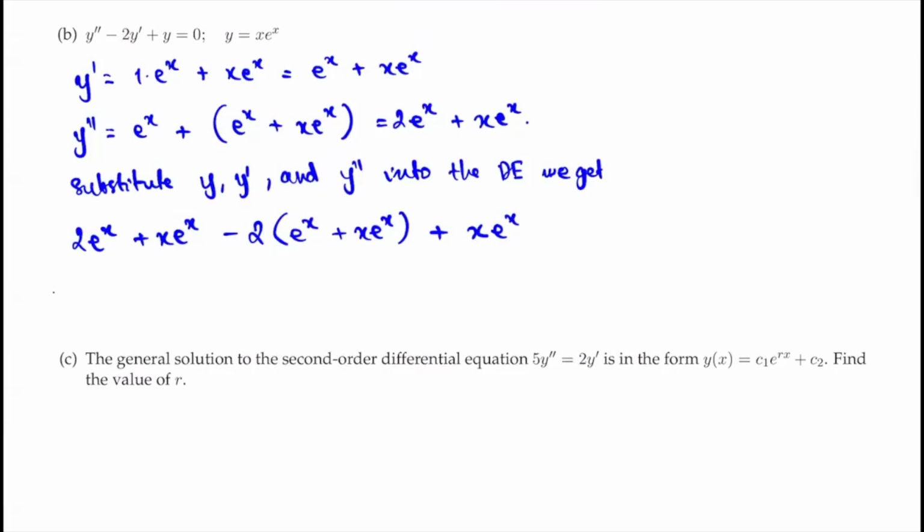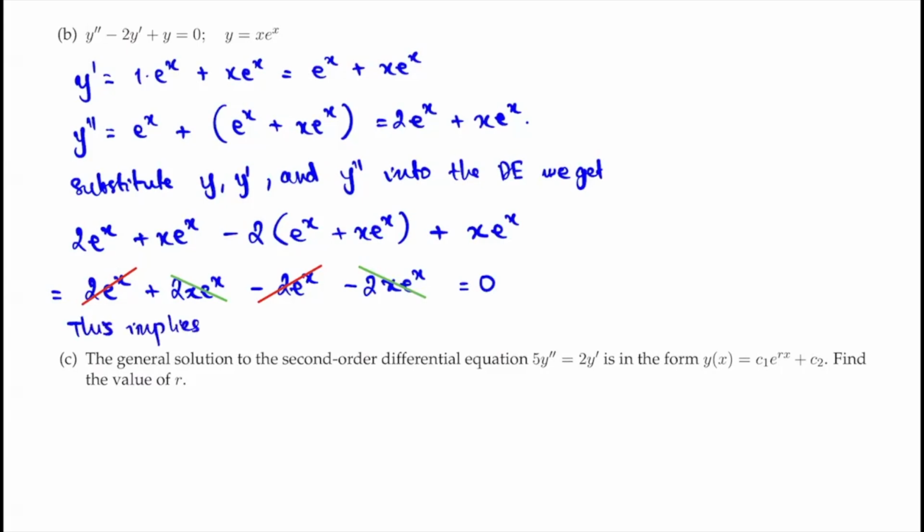Now you simplify the left-hand side. What do you get? You have e to the x plus e to the x, and another x times e to the x, so you have 2 of those, minus 2 times e to the x minus 2 times x times e to the x. And you see that 2 times e to the x cancels out with negative 2 e to the x, and 2x e to the x cancels out with negative 2 times x e to the x. And you get 0. And that is true, right? It matches the right-hand side, and therefore you say that the given function satisfies the differential equation. Or you can say that y equal to x times e to the x is a solution to the differential equation.